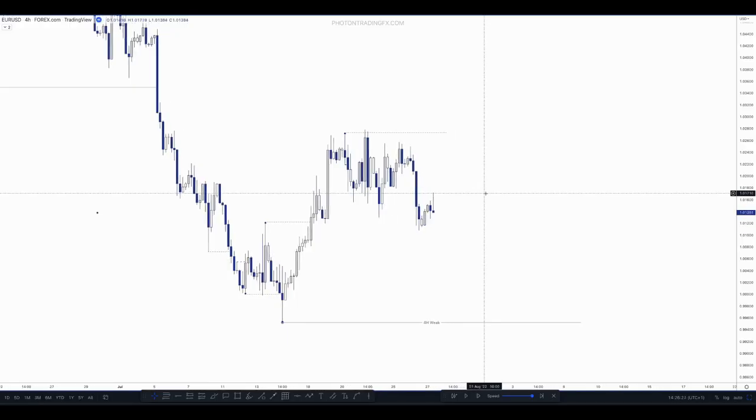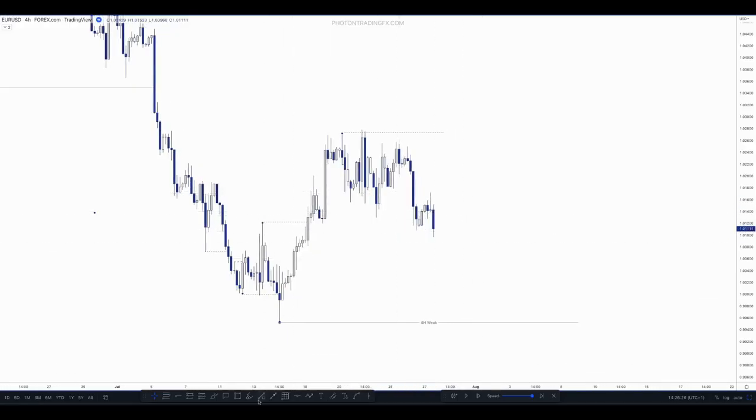So let's see what happens. Pull back. And then we get a break of that low. So if we're looking for the change of character, this would be the high that we need to see go, okay?